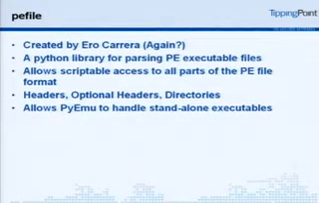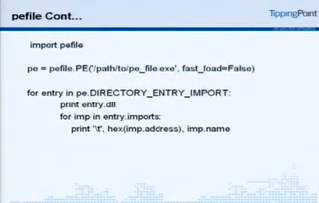PE file, again, created by Arrow. Just the Python madman over there. This is a Python library for parsing PE executables. It allows scriptable access to all parts of the PE: headers, optional headers, directories like your import, your export, all those things. It's so useful for looking at different, maybe packed executables and things of that nature. And again, we rely on it in PyEmu to do the PE file command line stuff. So thanks, Arrow. This one will basically print out all the imports.